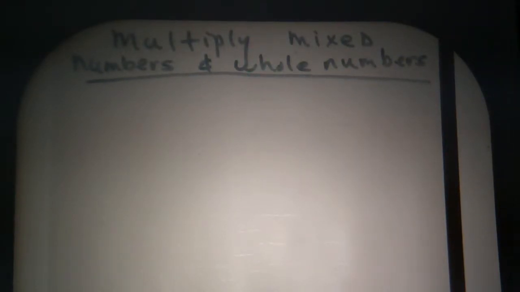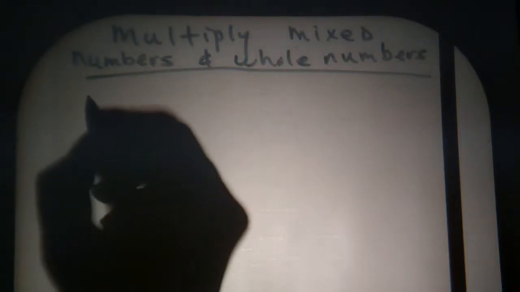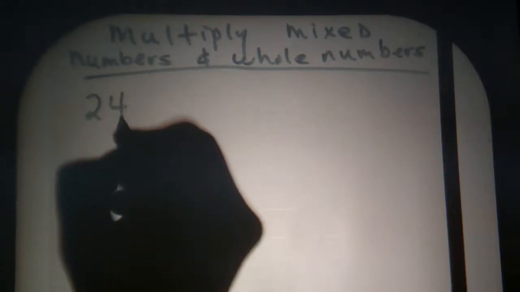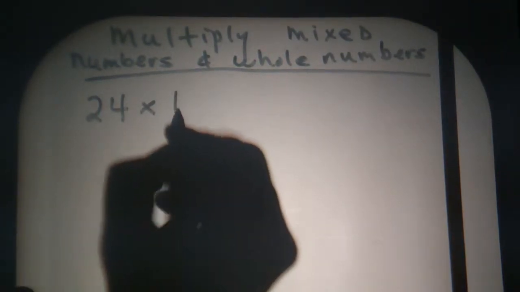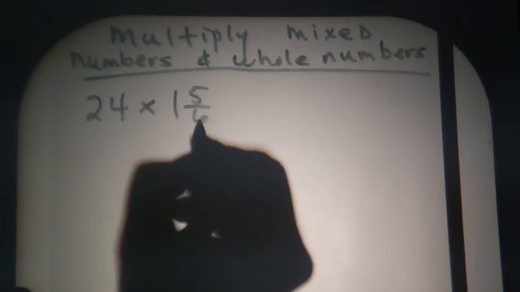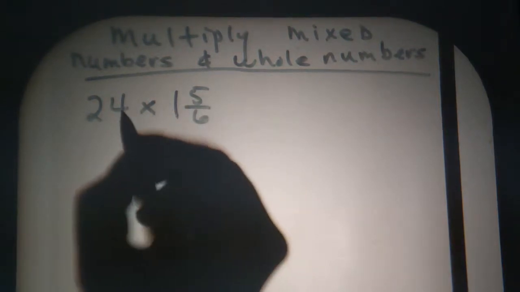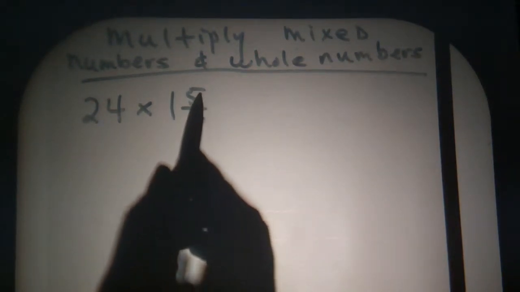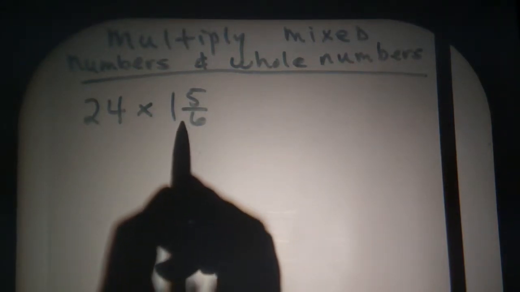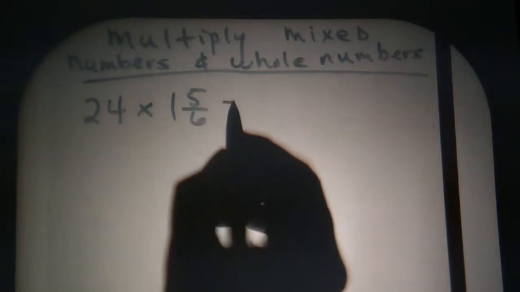Okay, for our second example, multiplying mixed numbers and whole numbers, we have a whole number of 24 times 1 and 5/6. This is our mixed number, again, because we have a whole number of 1 and a fraction of 5/6. So it's mixed together, it's a mixed number.